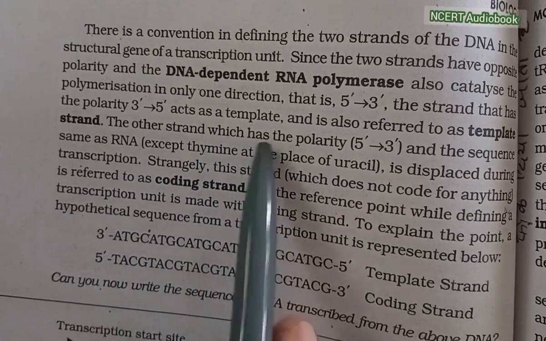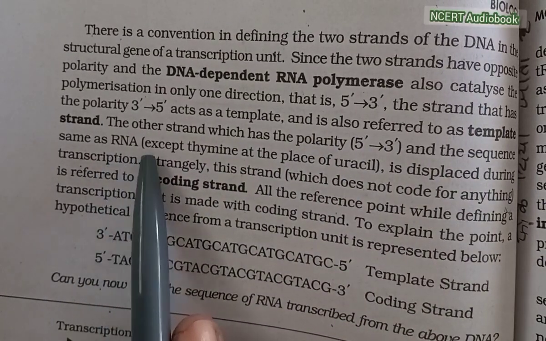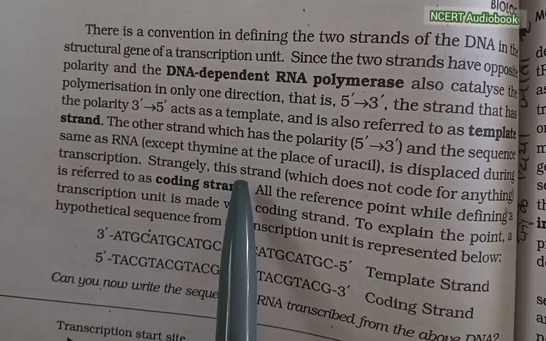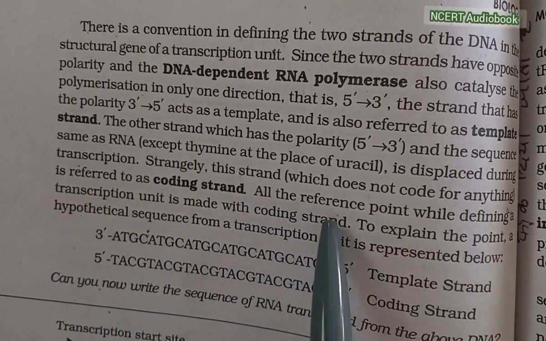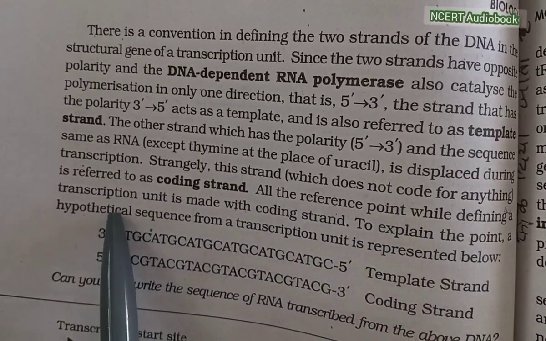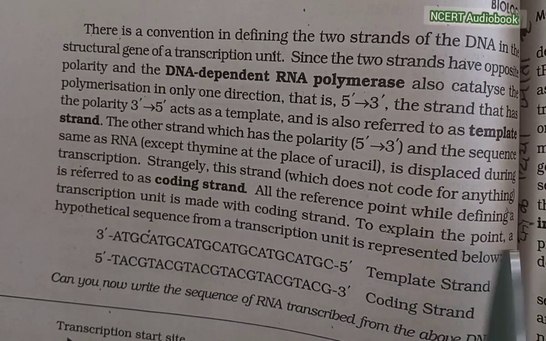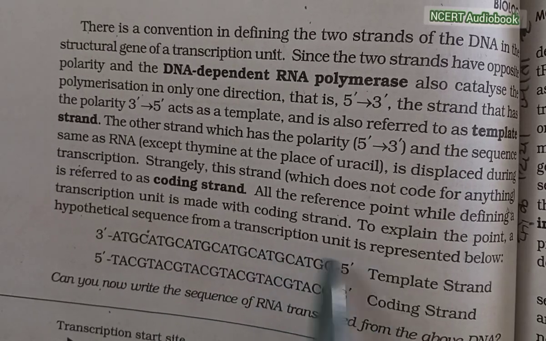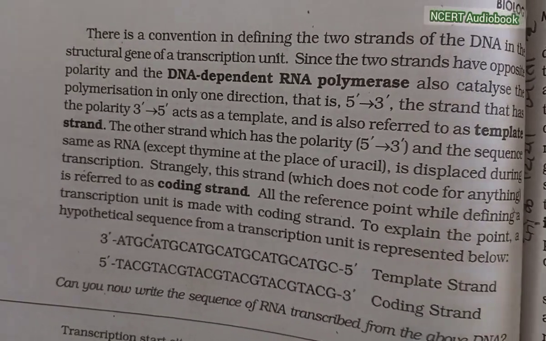The other strand, which has the polarity 5' to 3' and the sequence the same as the RNA, is displaced during transcription. Strangely, this strand is referred to as the coding strand. All the reference points while defining a transcription unit are made with respect to the coding strand. To explain the point, a hypothetical sequence from a transcription unit is represented below: template strand and coding strand.